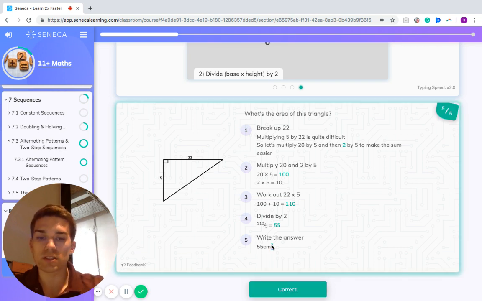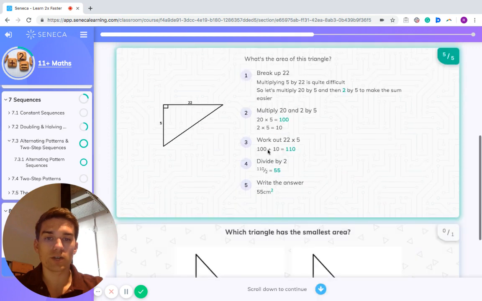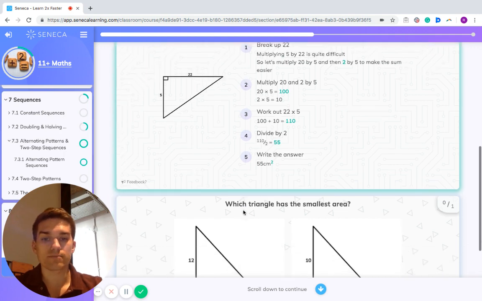Now it's really important to also always include the right units. If you're working with area, you'll be working in squared units. So like centimeters squared, meters squared, kilometers squared.